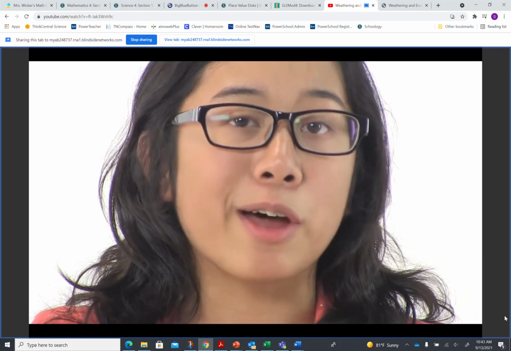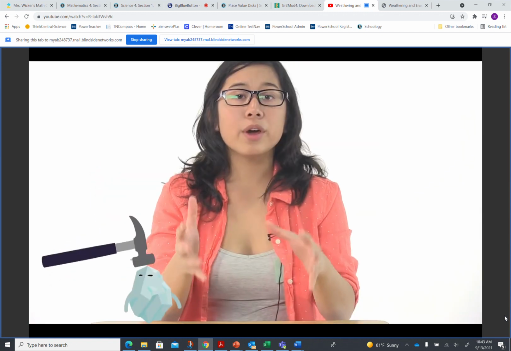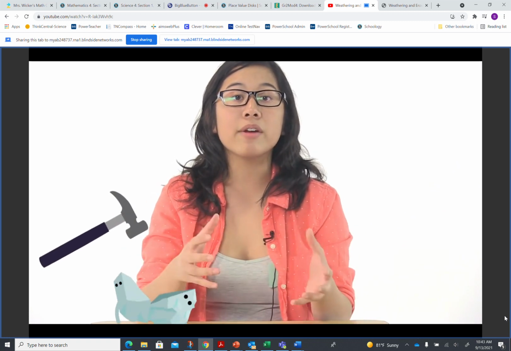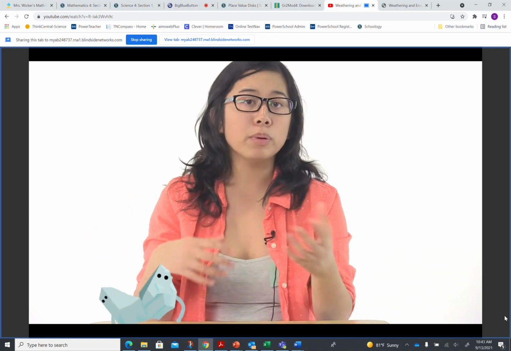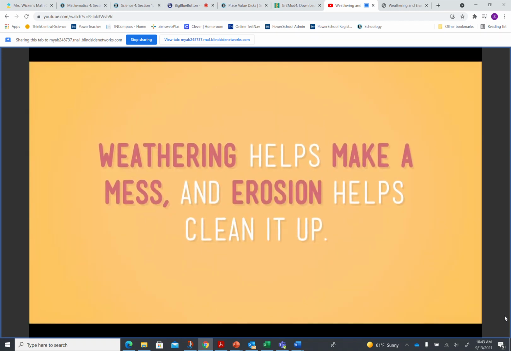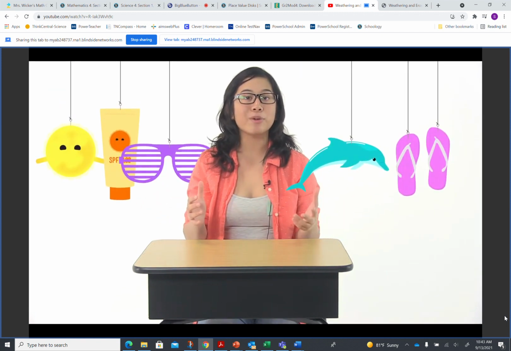Weathering and erosion sound pretty similar, right? Well, yeah. But not exactly. Think of weathering as the hammer that breaks down the rocks. Erosion is the process that carries those rock fragments away, or put in a way we're all familiar with, weathering helps make a mess, and erosion helps clean it up. Let's take a trip to the beach to see what part the hydrosphere plays in weathering and erosion.